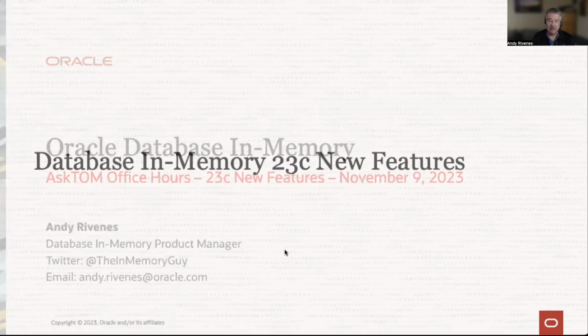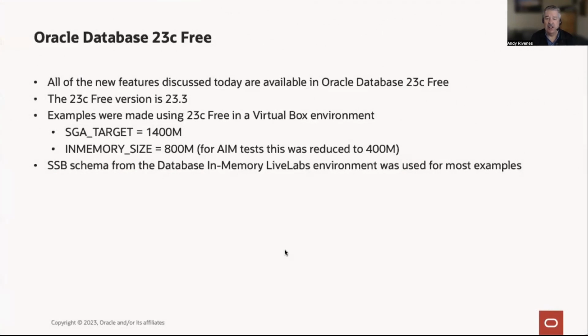So, 23C new features. As I said, all of the features that we're going to talk about are available in 23C Free, and the current version is 23.3. Be careful, because we had a previous version released in the April timeframe, which was 23.2. There will be another version, a GA of 23C, that will have some more features in addition to what we're going to talk about today. But for the most part, these are the core database and memory features that are part of 23C.